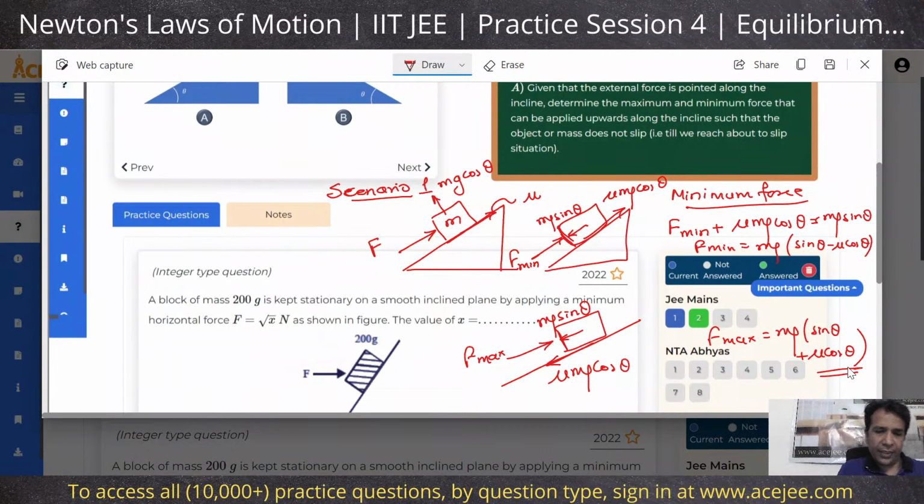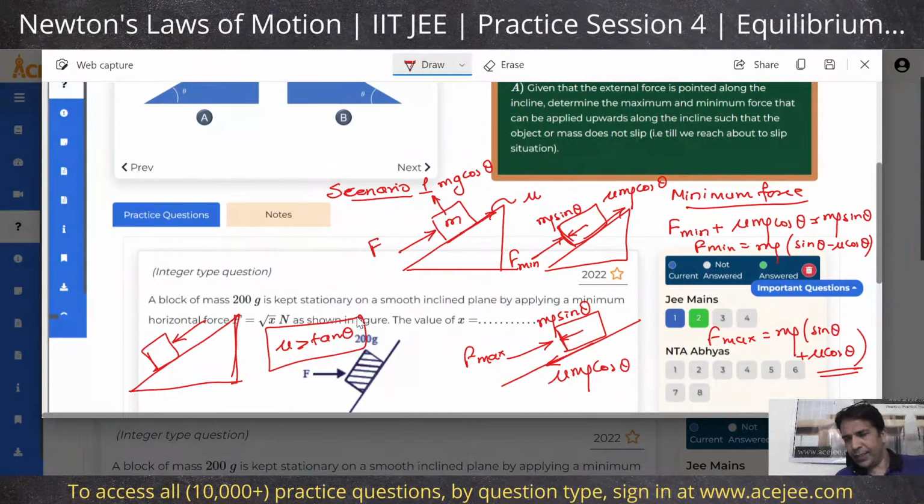Okay. Now, what is the other scenario? Let's say you are pushing it downwards. Now, assume that mu is greater than tan theta. If somebody can explain what this is, then that'll be quite nice. What does mu greater than tan theta imply? Mu greater than tan theta implies if you do not apply any force. By the way, I should have shown this angle theta. This is the angle theta.